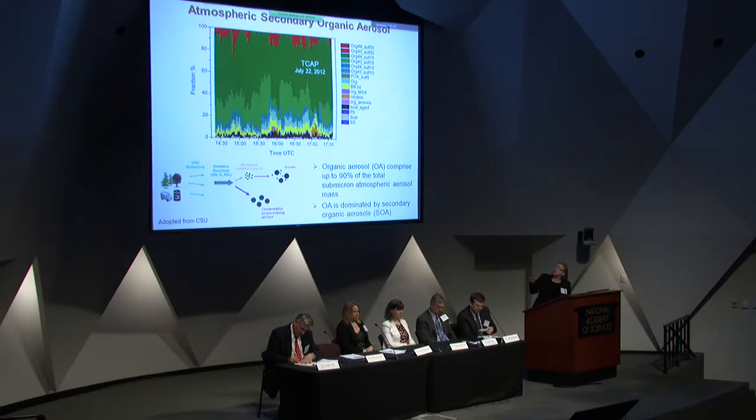You see some soot particles showing in black, biomass burning particles showing in yellow, but the vast majority of these particles, in some places up to 90% of fine particle mass, comes from organic particles, composed of organics.